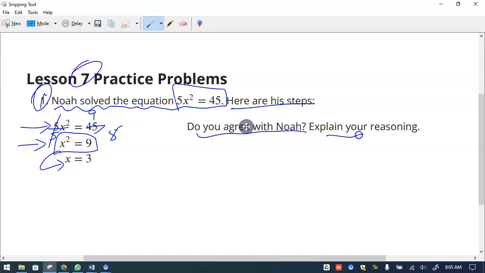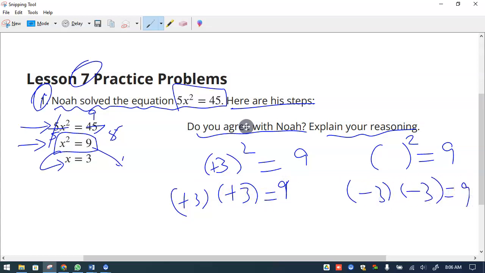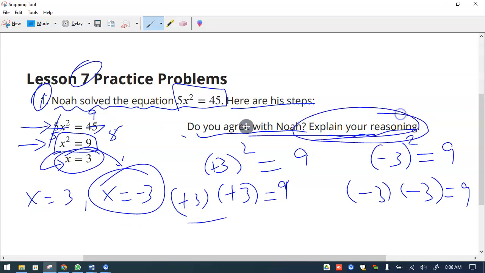So do you agree with Noah? Explain your reasoning. Is this the only answer? When you square, what number goes here? As we have seen in the earlier lesson, it's not just plus 3, because plus 3 times plus 3 is 9, and also minus 3 times minus 3 is 9. So there should have been two answers. One is x equals 3, and the other one is x equals negative 3. So he missed the second one. You're supposed to write this in your own English, explaining your reasoning.